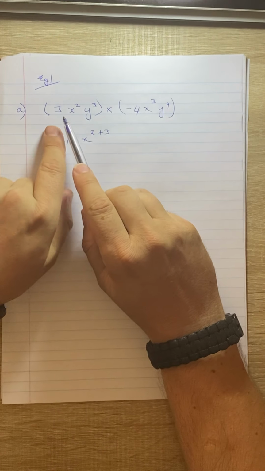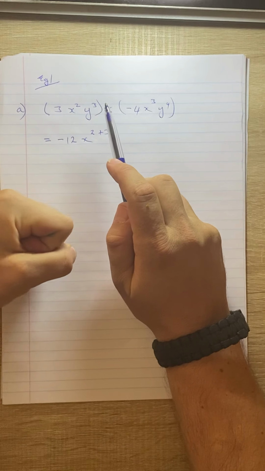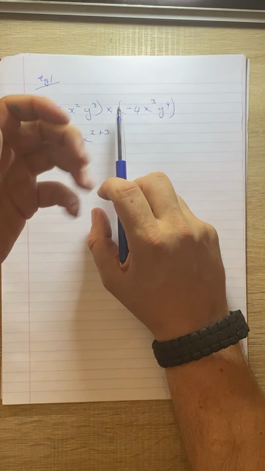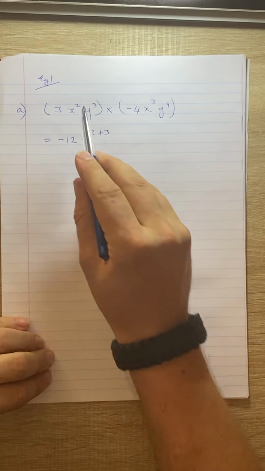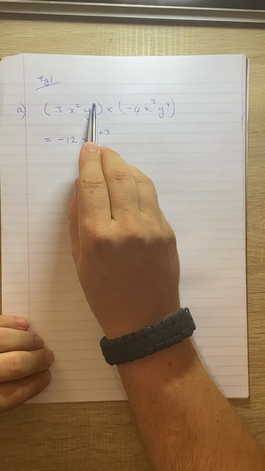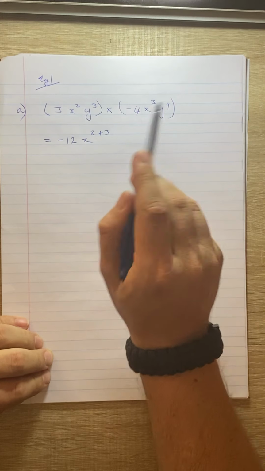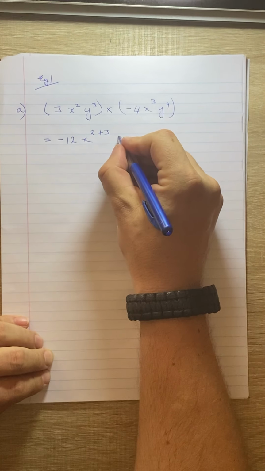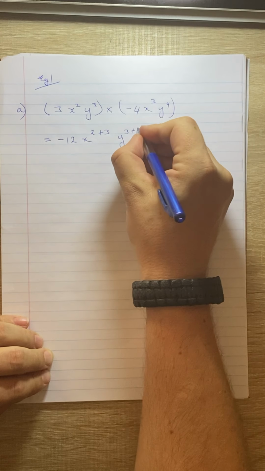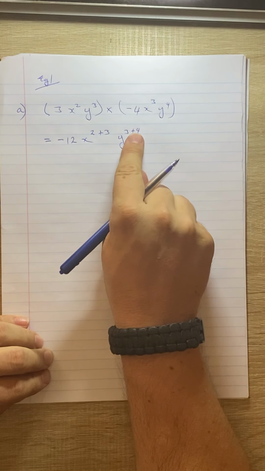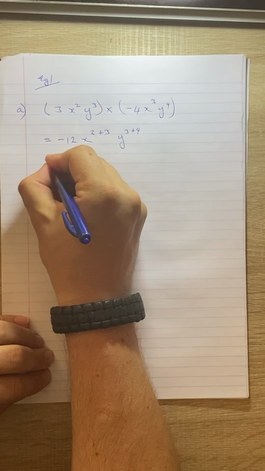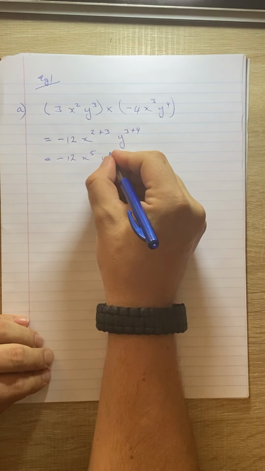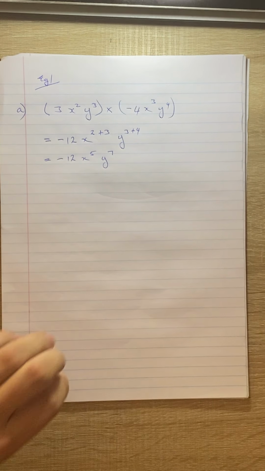And you see I'm going through it systematically, grade 9s. I'm just grouping things together: numbers with numbers, x's with x's, y's with y's, z's with z's, and so on. The next one, we've got y to the cube times y to the 4. If bases are the same and we're multiplying, we add those exponents. So y to the 3 plus 4. I must just now simplify these exponents, and we get minus 12 x to the 5 y to the 7, and that is our final answer.